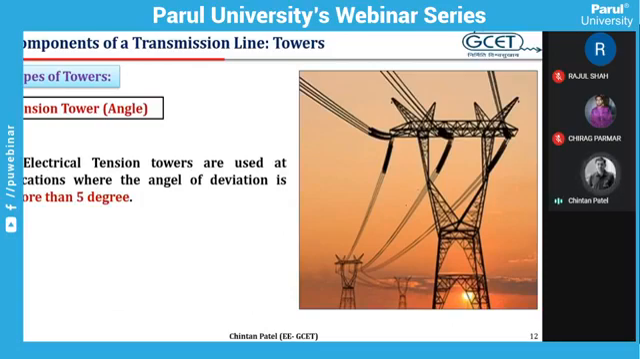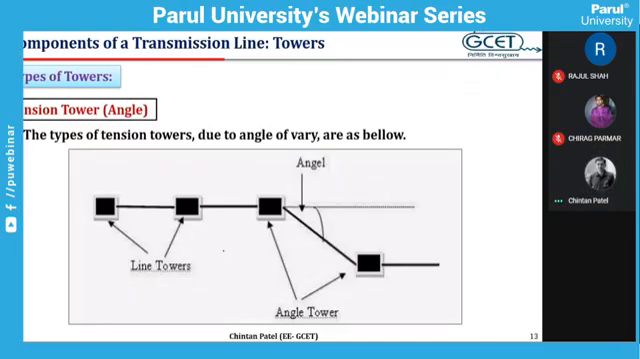So in the photograph, you can see transmission line is coming from this side and it is going this side. So here it is making some angle, theta. And as a result, tension tower or angle tower is used. In the photograph, you can observe the line insulators are not suspended vertically, but they are mounted about horizontal axis. So this is the difference between tension tower and suspension tower. This type of towers are used for turning points.